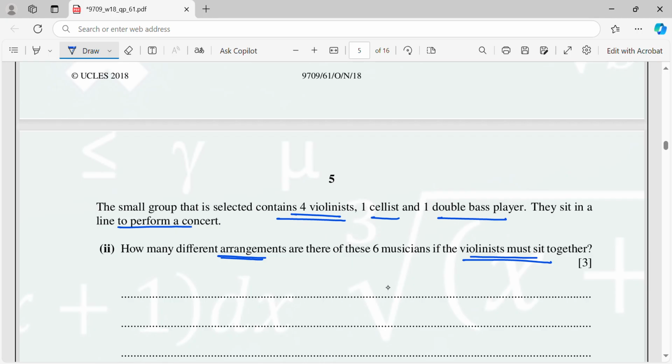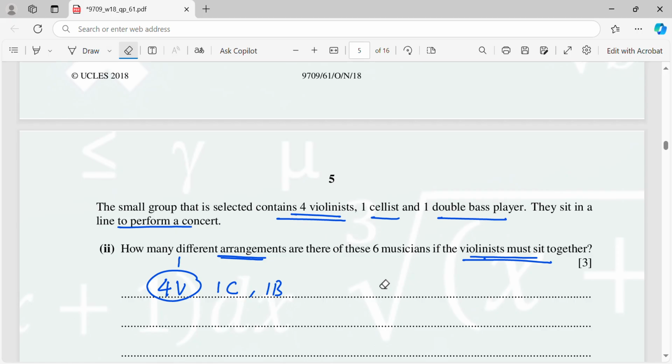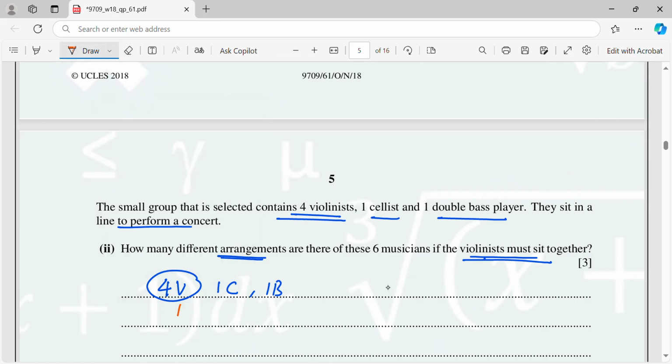Okay, so for this case, we need to arrange 4 violinists, 1 cellist, and 1 double bass player. It's mentioned that all the violinists must sit together. That's why I group them as 1. If I group them as 1, now basically you have to arrange 1, 2, 3. Right? You have to arrange 3 of them.